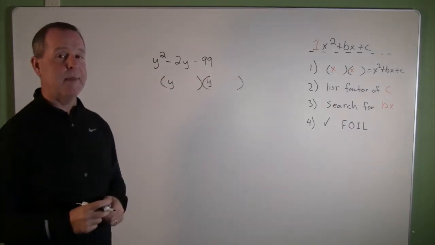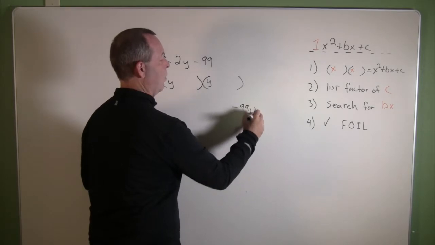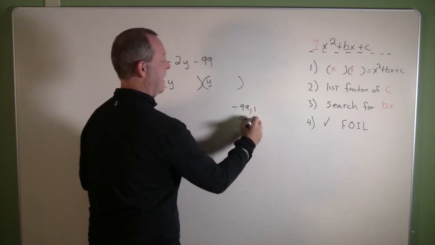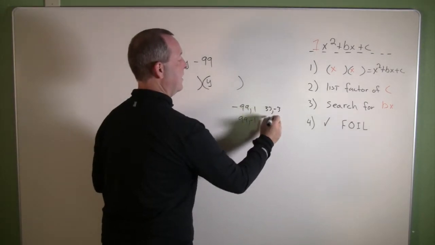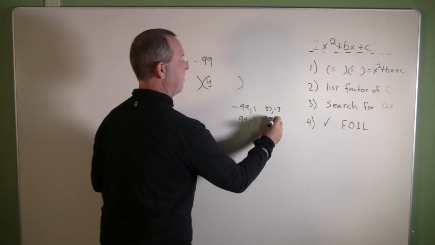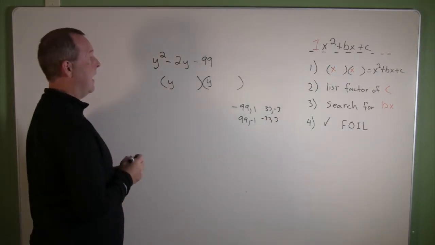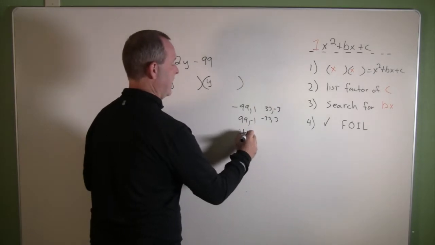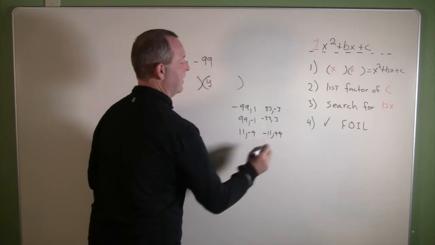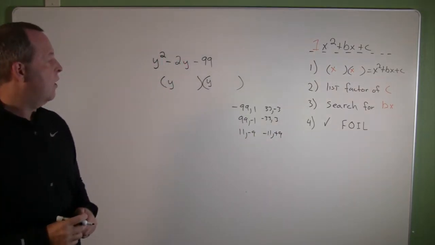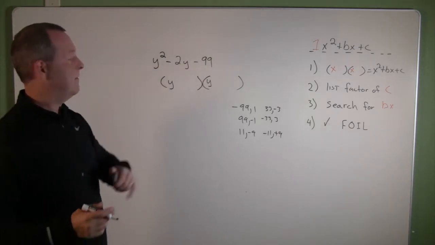List all the factors that make a negative 99. Negative 99 and a 1. 99 and a negative 1. 33 and a negative 3. Negative 33 and a positive 3. Is there any more? 11 and a 9. 11 and a negative 9 and a negative 11 and a positive 9. So there's all the factors that I have that produce a negative 99.